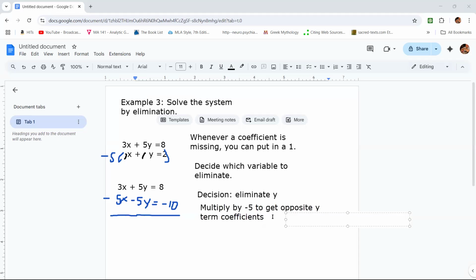Okay. So now the problem works just like we've been doing it. After that, we combine the equations together. So again, we're going to combine these equations. This time, the y's are going to go out. Positive 3x plus -5x is -2x. -2x.